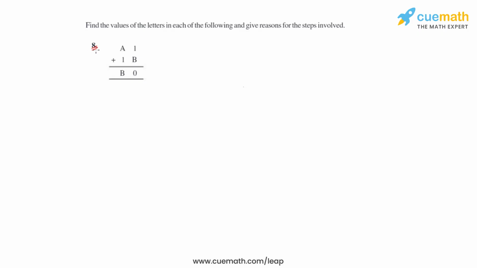So in the 8th question of this first exercise, we have been given a puzzle where we see that two two-digit numbers are added to get one more two-digit number. And in this puzzle, we'll have a couple of letters, A and B. So basically, we'll have to find the values of these letters, and we'll also have to give reasons for the steps involved. Now, let us study the sum in the ones column.